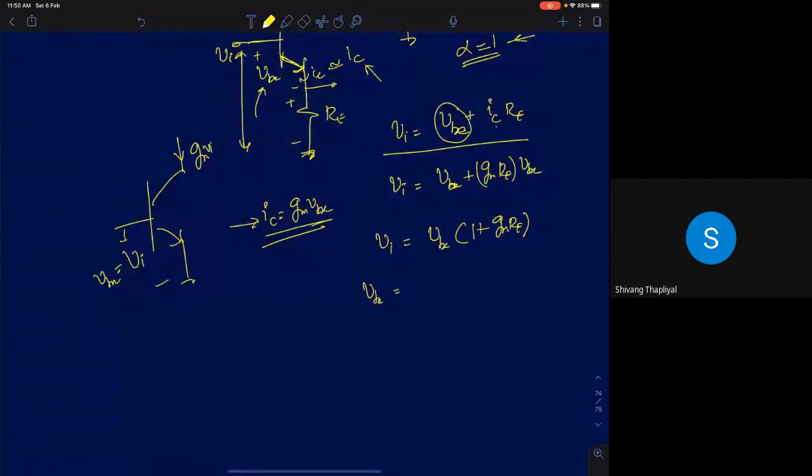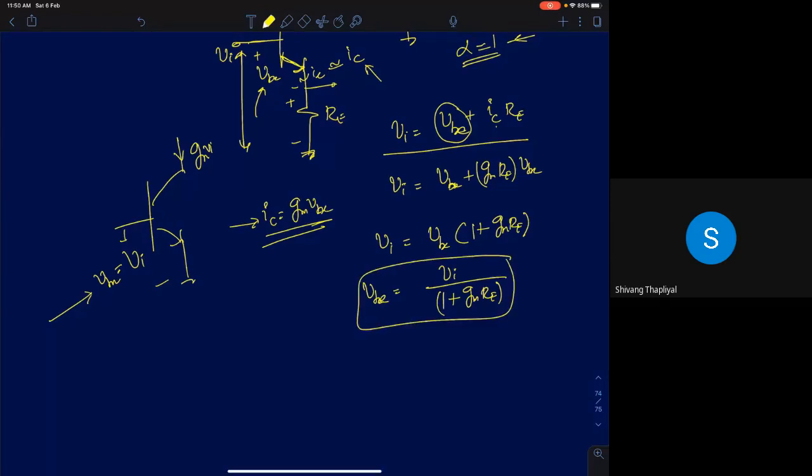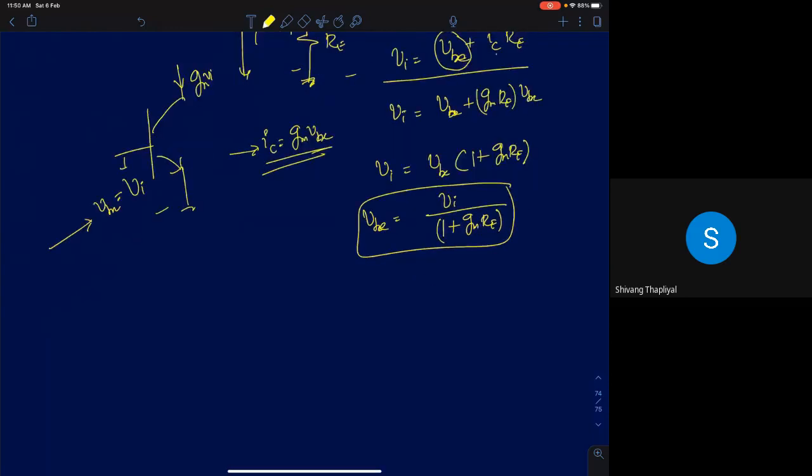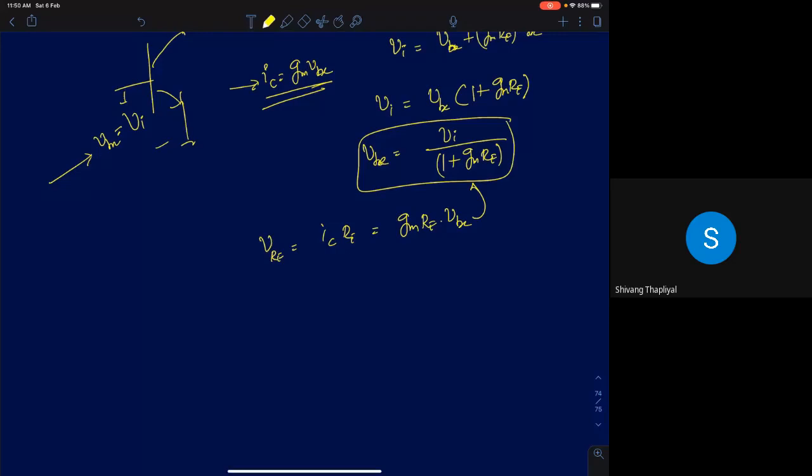So your VBE is now a small fraction of the input voltage. Previously, the VBE was equal to VI itself. Now your VBE is actually a small fraction of the input voltage. So what is the voltage across the resistor RE? VRE is simply IC into RE, which will be GM RE into VBE. IC is GM VBE. You substitute VBE in this result, what do you get? GM RE upon 1 plus GM RE into VI.